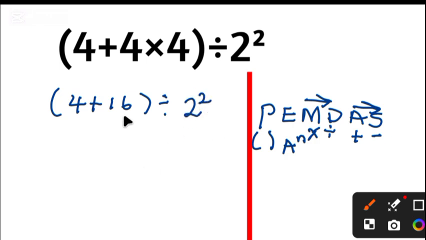Now 4 plus 16 will give us 20. Divide by 2 to the power of 2 will give us 4. Alright, now 20 divided by 4 equals 5. So the correct answer to this equation is 5.